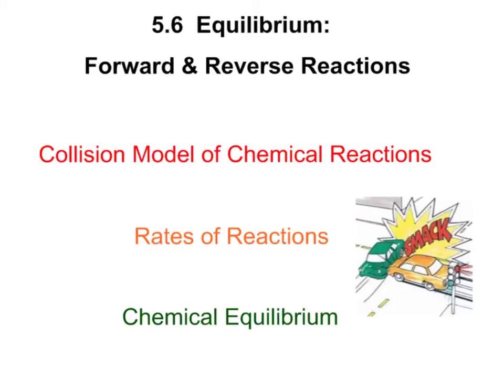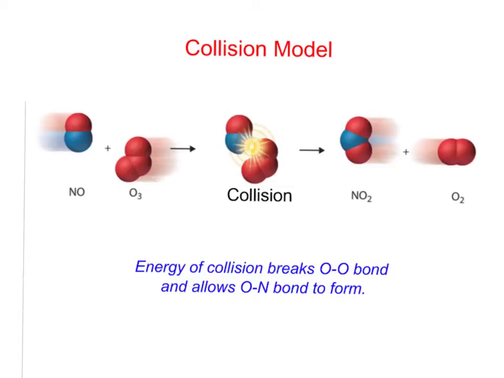We are going to talk for a little while here about equilibrium. What is chemical equilibrium? It has to do with forward and reverse reactions. We're going to talk in this section about what it means, what the collision model of chemical reactions is. Here we have a nice collision. And very similarly, we're going to talk about that with chemistry and with chemical reactions. We're going to talk a little bit about rates of reactions, and finally give you the definition of chemical equilibrium and what that means. So first, let's look at the collision model of a chemical reaction.